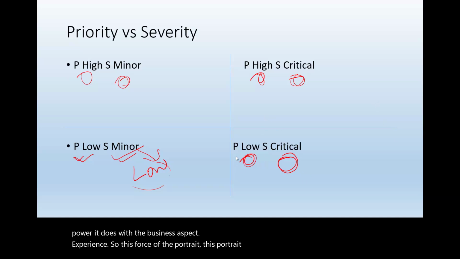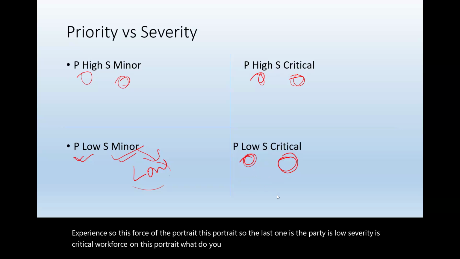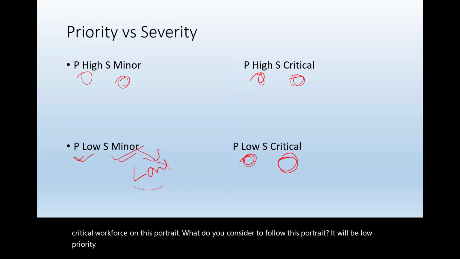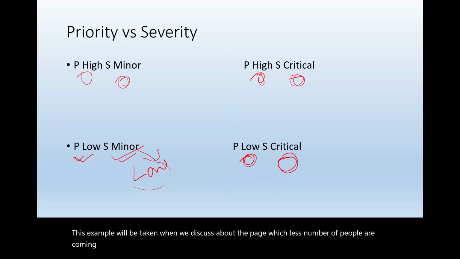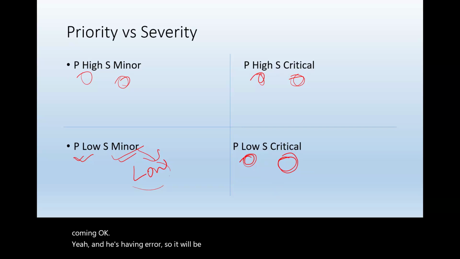So the last one is priority is low, severity is critical. What falls under this quadrant? What do you consider to fall under this quadrant? It will be low priority and severity is critical. This example we already took when we discussed the page which fewer people are coming to, like the terms of use, and it's having errors. So it will be critical there. This is a huge problem in the coding.